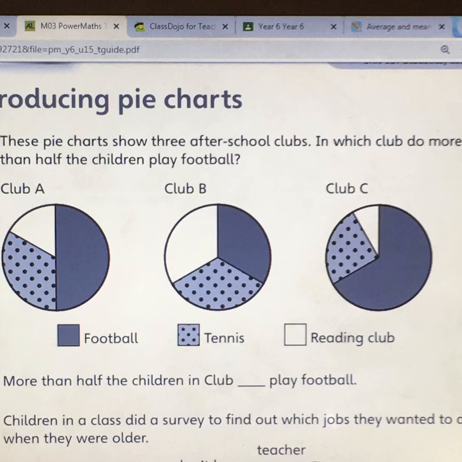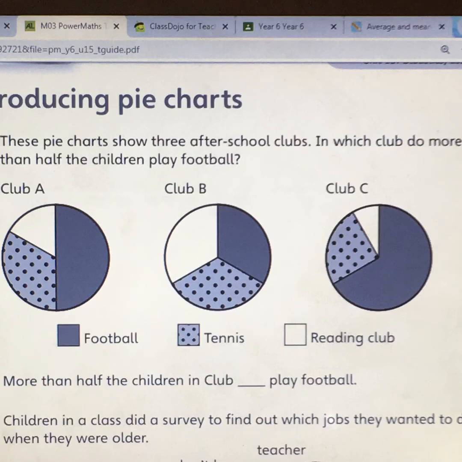Hopefully you can tell me it's tennis. What about Club A? Did the children choose to play football more or tennis? Well, in Club A, it would also be football because that part of the football section is bigger than the tennis part. In Club B, did children prefer football, tennis or reading?